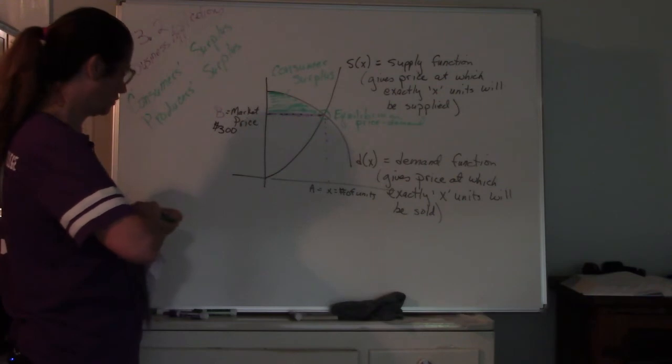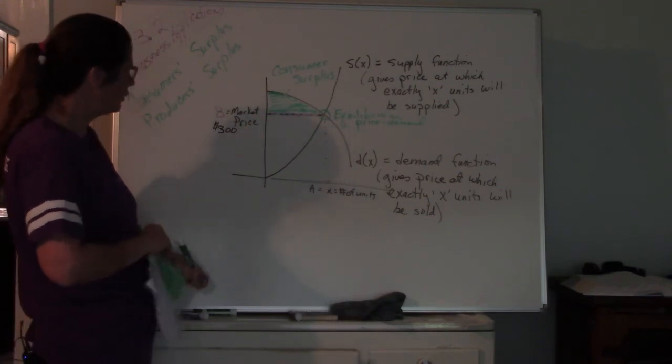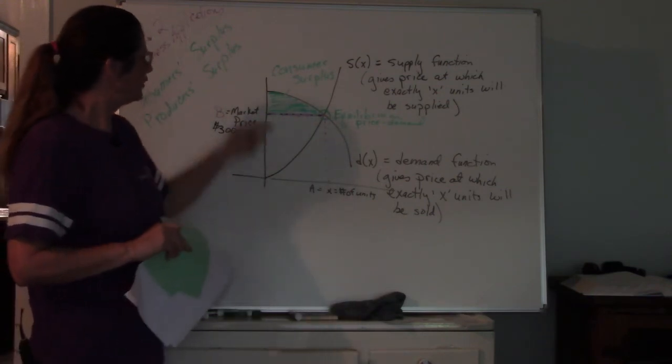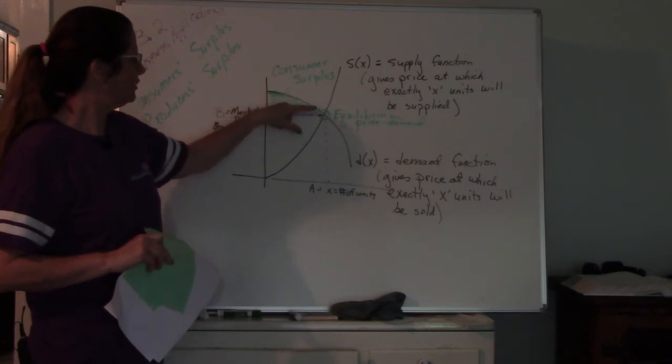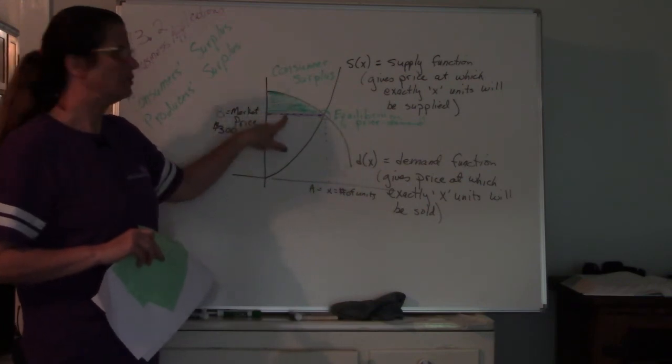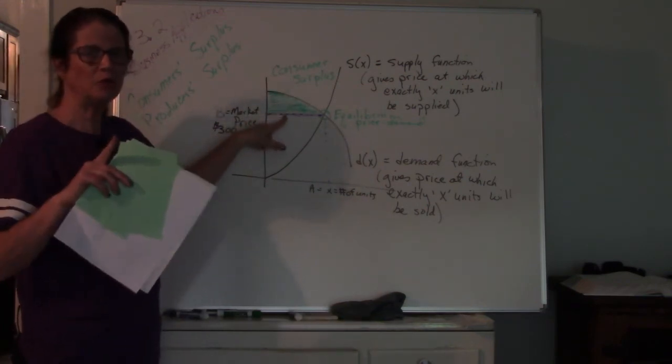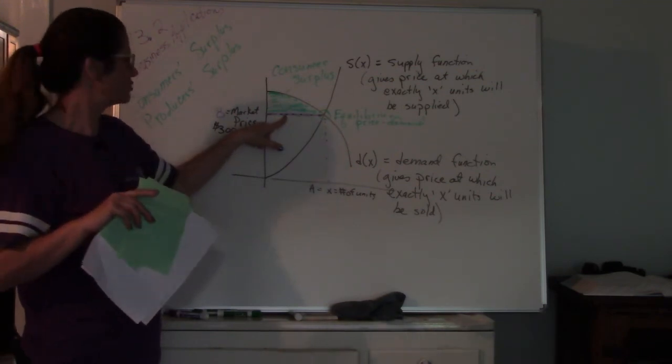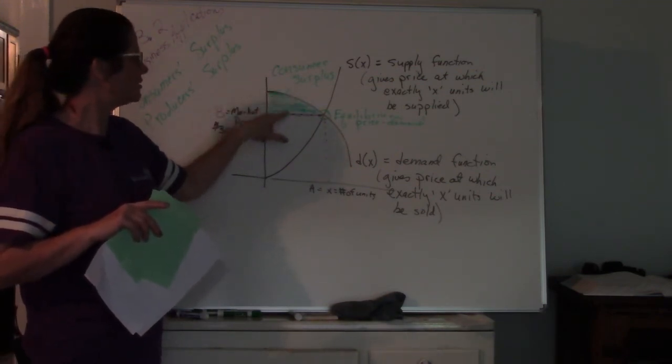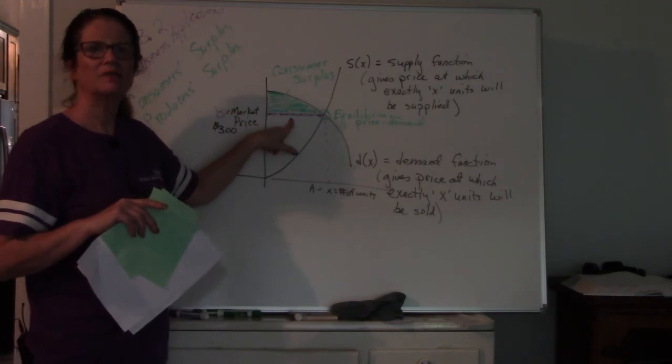Now, if you notice on consumer surplus, the demand function is higher than the market price. That's going to be important when we set up the formula for consumer surplus. The demand is above the market price.